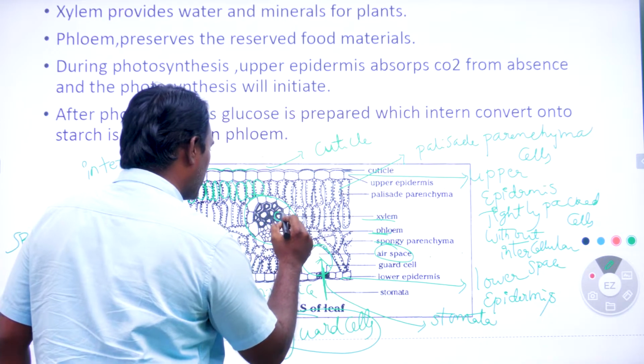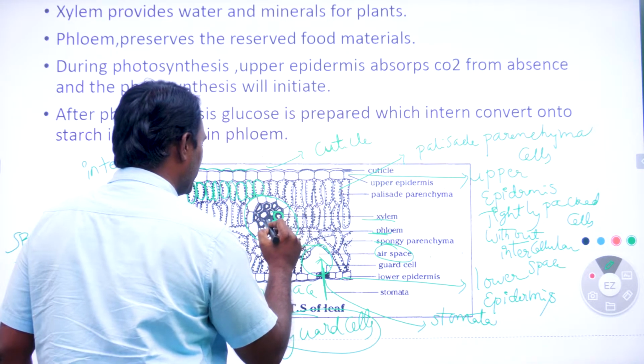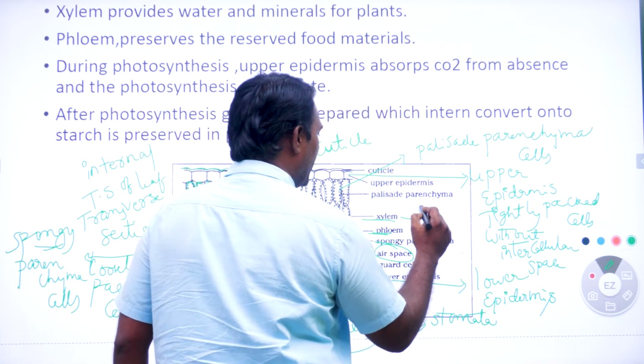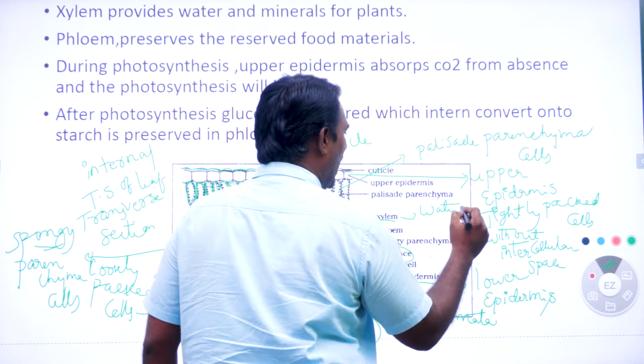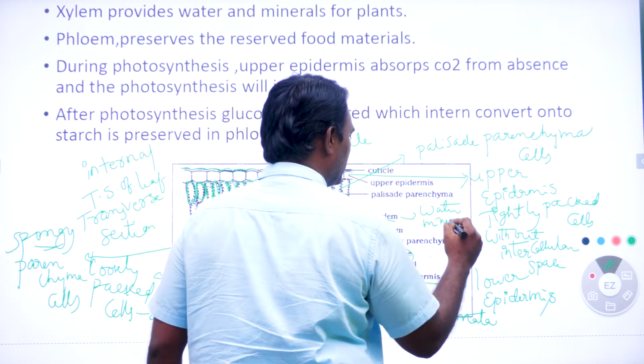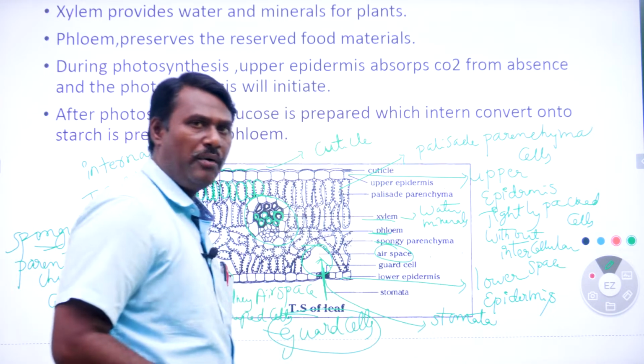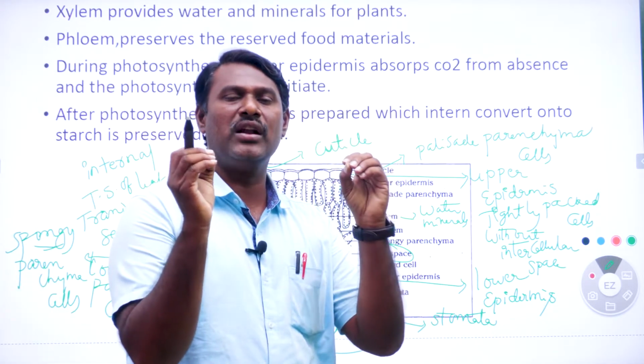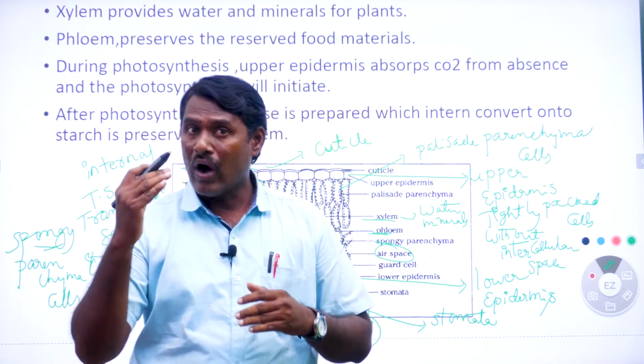So this we can call xylem. As you know, xylem's main function is to supply water and minerals. Okay. As you know, xylem is very important to supply water and minerals for the plants. Okay. So water is essential.